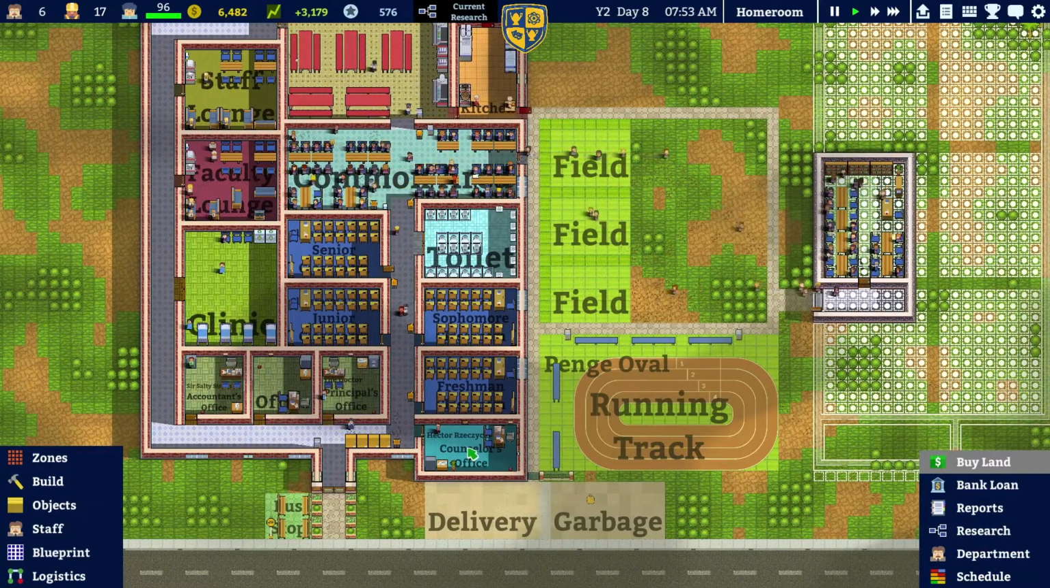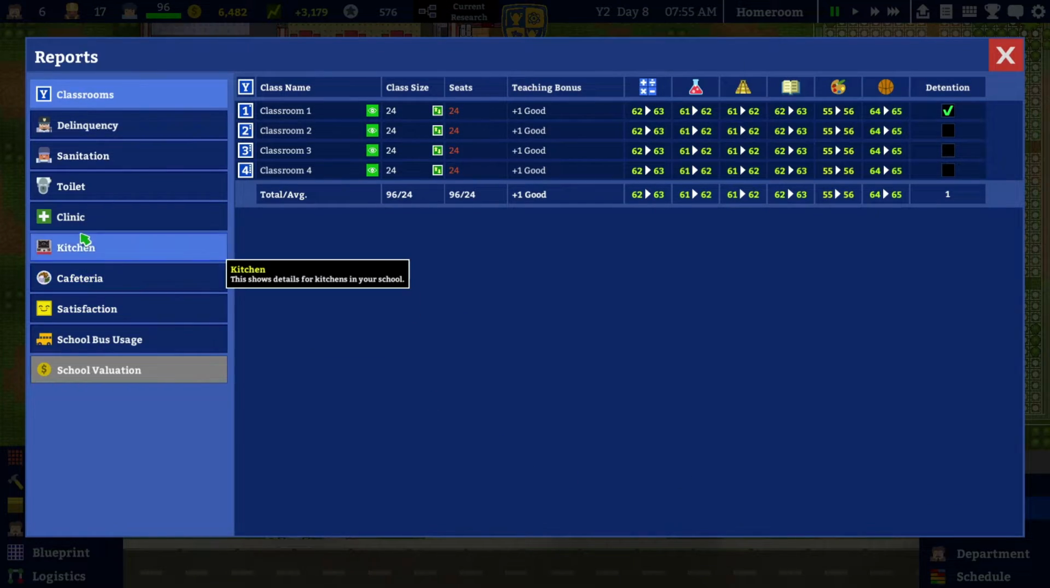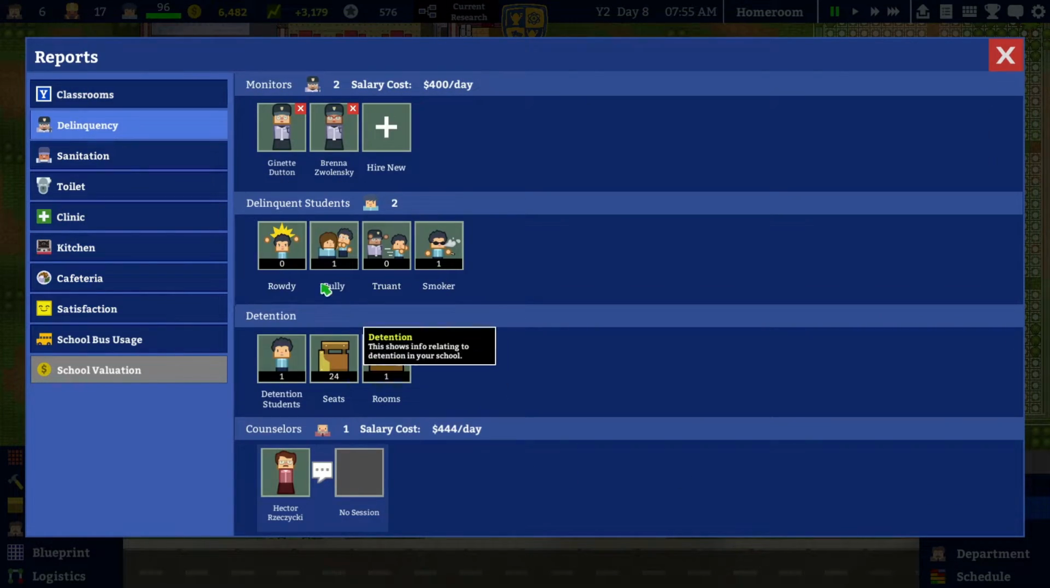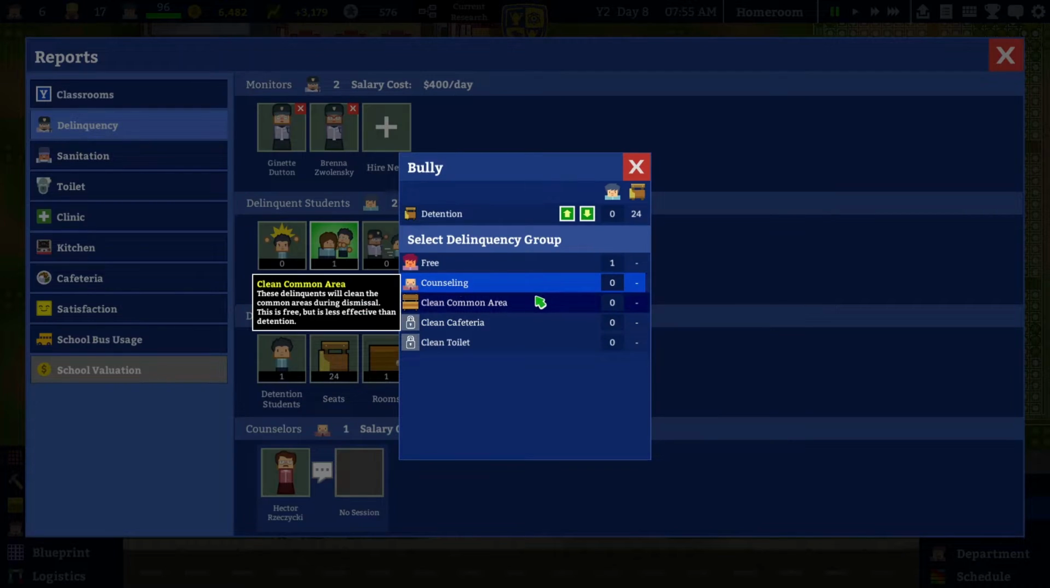Okay, so now I've got a councillor. So now we need to go into here, into reports, and go on to delinquency, because now we can say which one of these we want to be dealt with by a councillor. Yeah, maybe all of them, maybe only a few of them. So I think rowdy students can be dealt with by detention. Bullies, let's get them down into counselling, please.